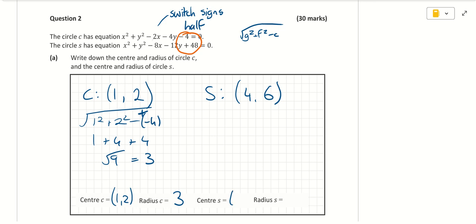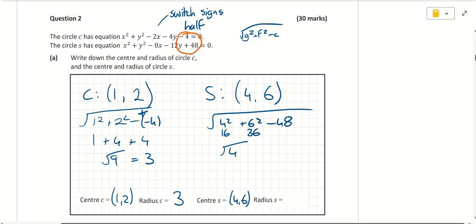And for this one, we've got our center (4, 6), and our radius will be 4 squared plus 6 squared minus 48, so 16 plus 36 minus 48. To add those together, you will get the square root of 4 on your calculator, which is of course just 2. So very easy, center and radius. You should be able to do those fairly quickly.